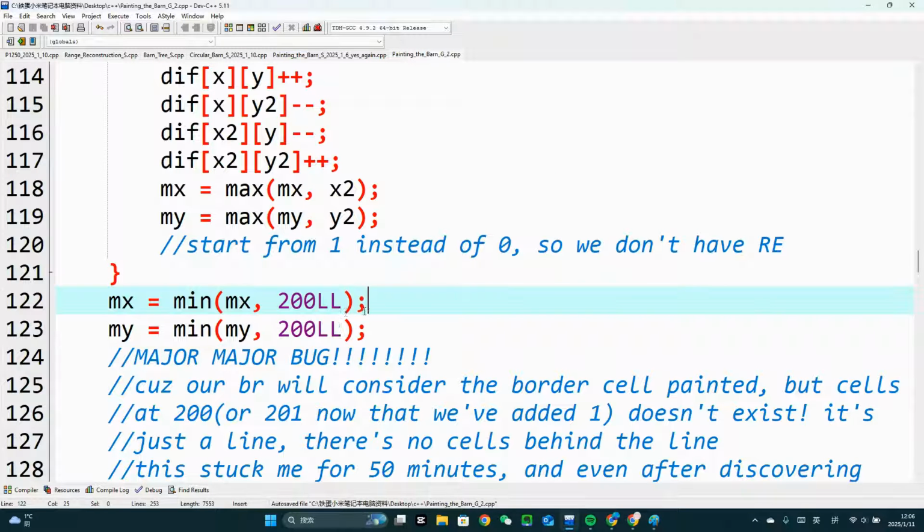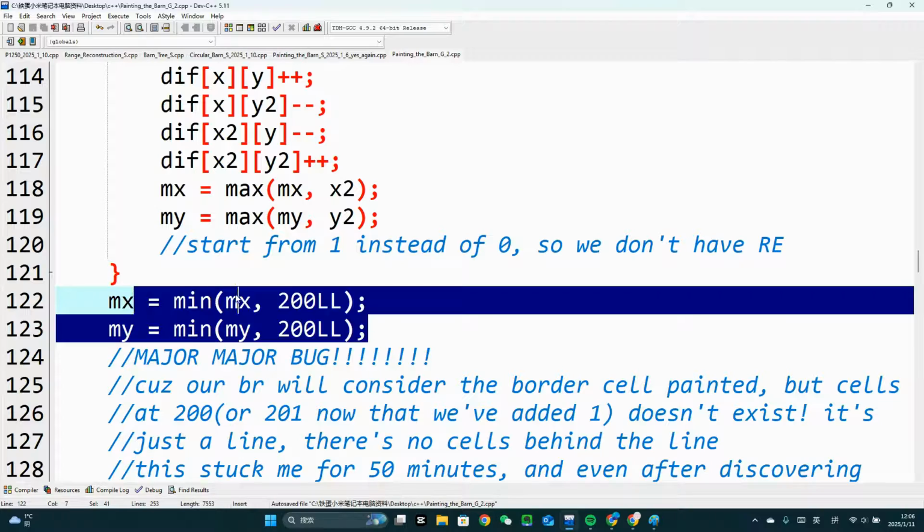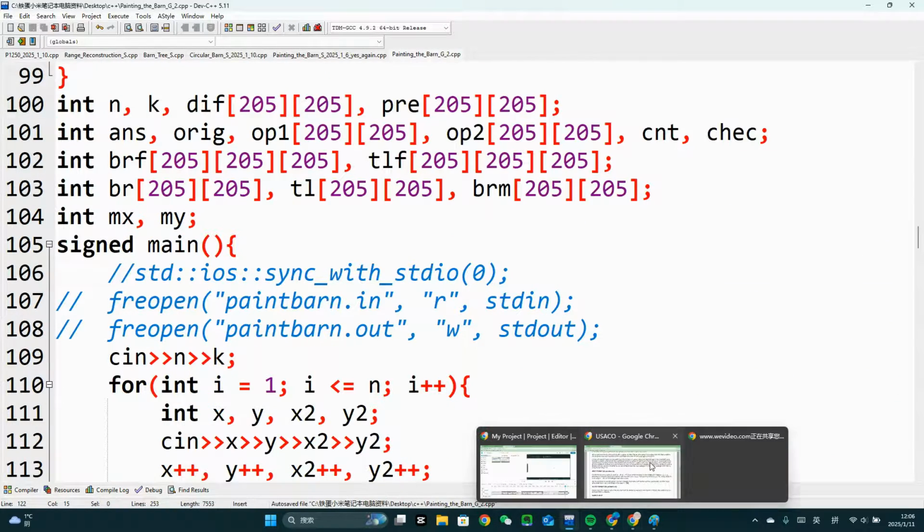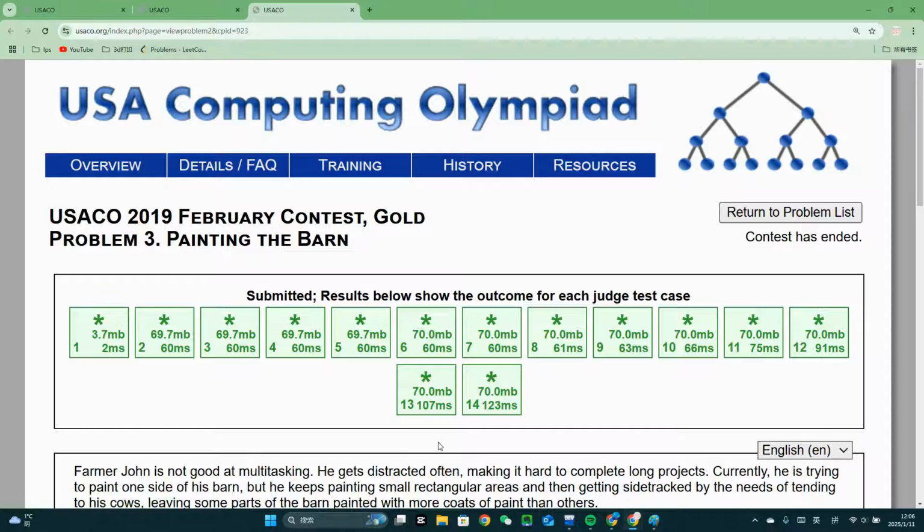So we have to take mx as max x and my as max y. We have to take the min of that with 200. Okay, this problem is really, really complicated, and if you didn't understand it, I strongly suggest looking at the code that will be posted in the comments below. I have a lot of explanation in the code, and I hope this problem helped.